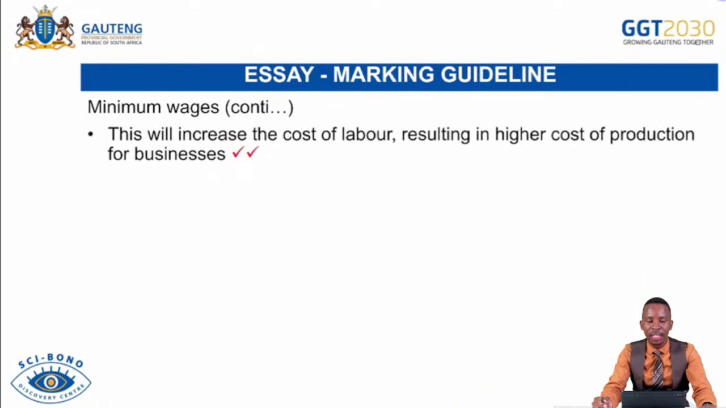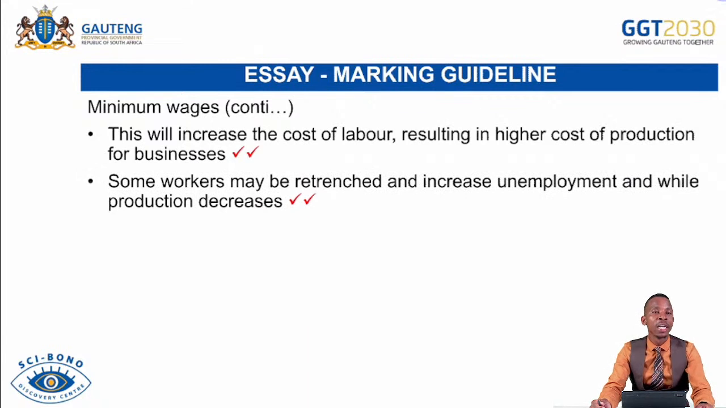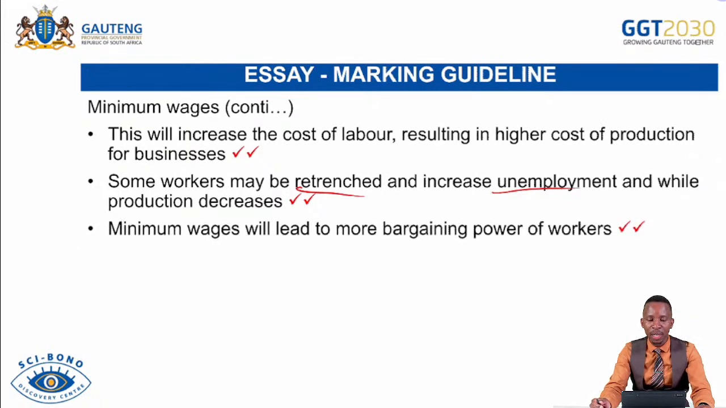And then this will increase the cost of labor, resulting in a higher cost of production for business. So business will be facing the higher production cost, which will result in them retrenching people. Then there will be a high level of unemployment. So retrenchment will occur, then unemployment will increase because of minimum wage. Minimum wage will lead to more bargaining power of workers.